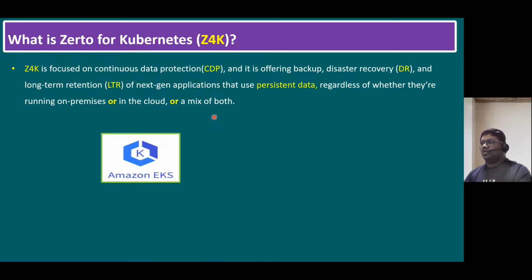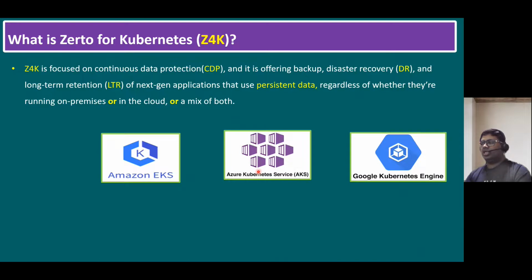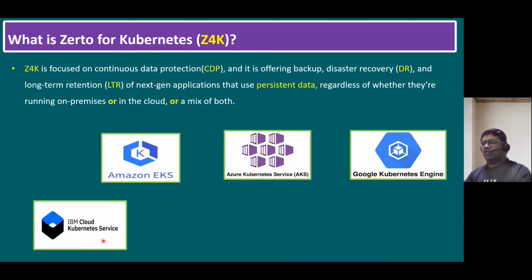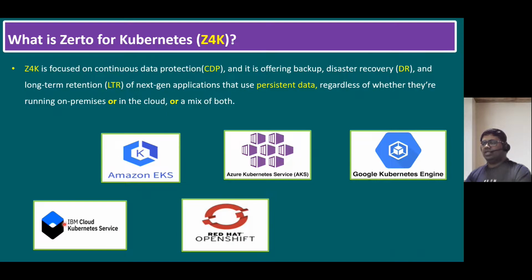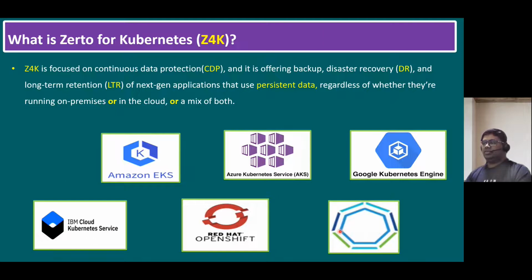As we know, the enterprise grade Kubernetes container platforms are Amazon EKS, Azure AKS, Google Kubernetes Engine, IBM Kubernetes Service, in short form IKS, Red Hat OpenShift, and VMware Tanzu. On all these platforms, Zerto for Kubernetes backup and data protection is supported. We may expect other Kubernetes platforms like HPE Ezmeral and SUSE Rancher in future versions of Zerto.